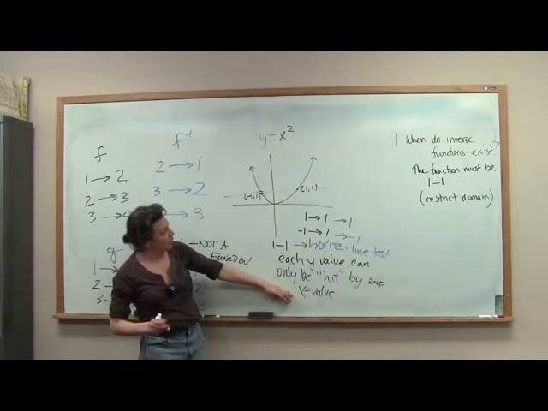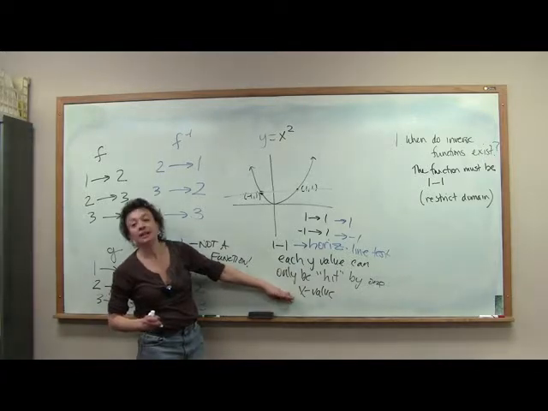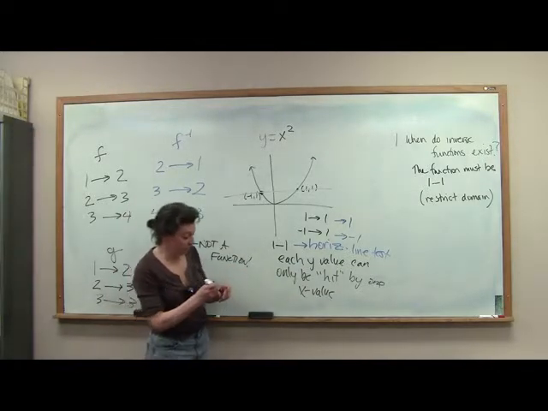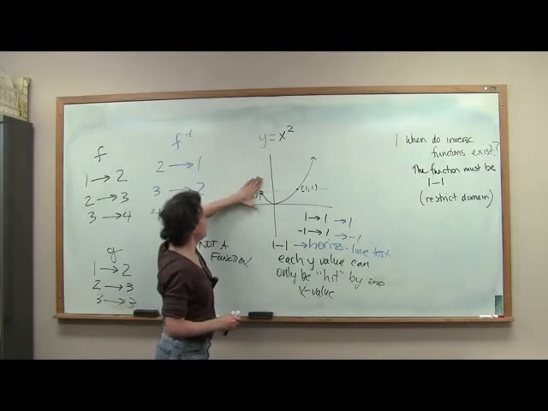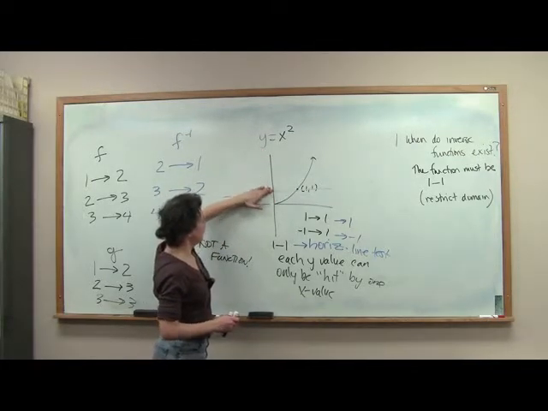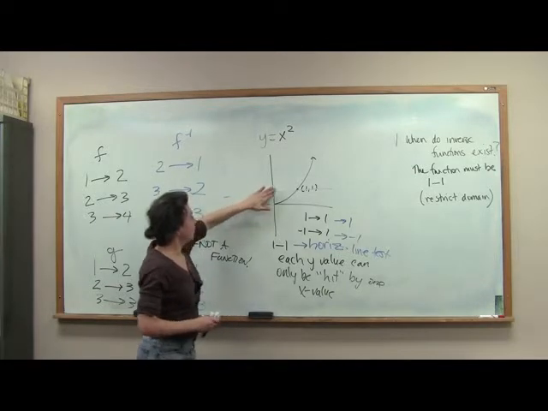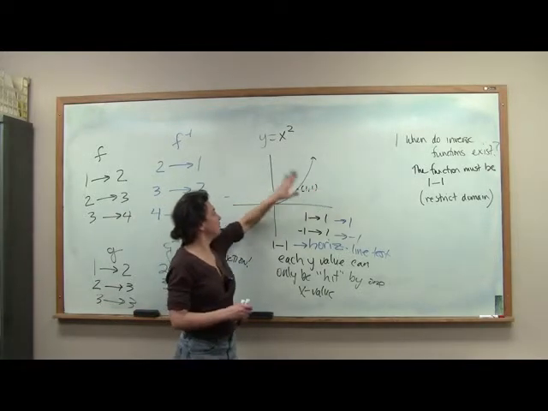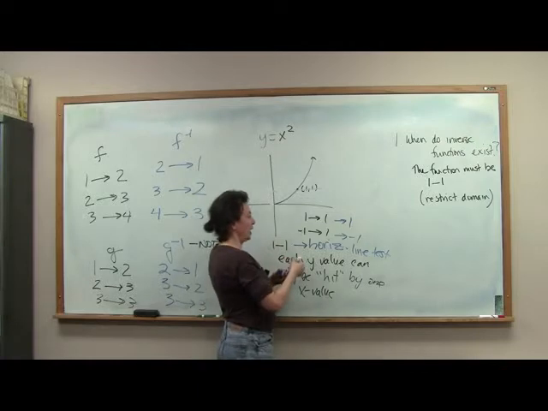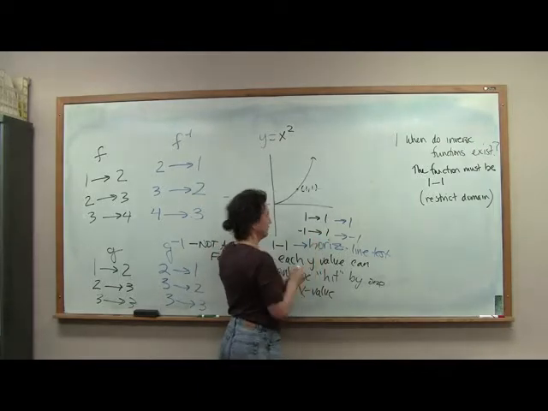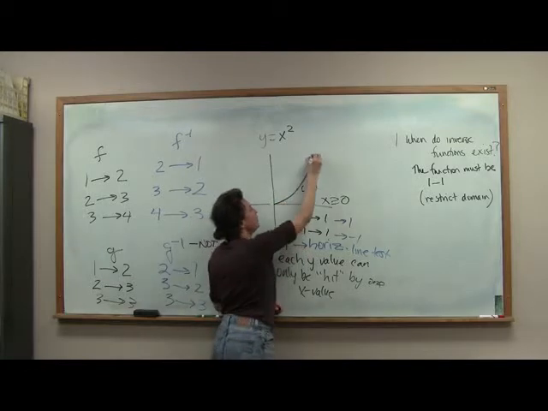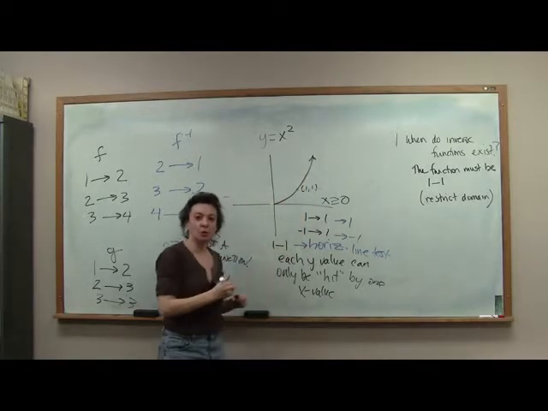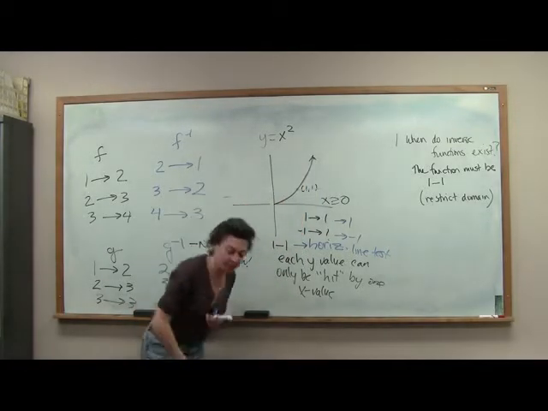In order to tell whether or not a function is going to have an inverse, it needs to be a 1-to-1 function. What do we typically do here because we want to have an inverse? We typically just restrict the domain. So we would say, let's just deal with values of x greater than or equal to 0, and this portion here is 1-to-1, and then we're satisfied.